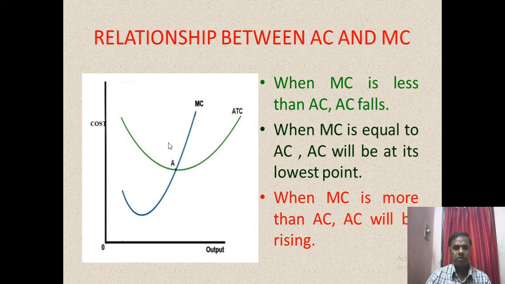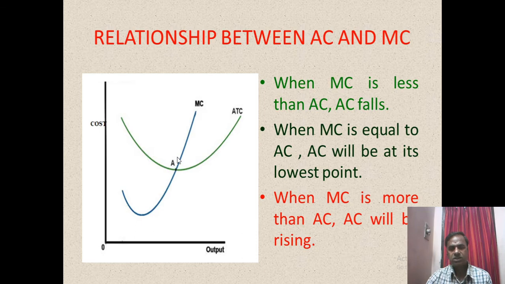So the question may be asked, what happens to AC when MC is below AC? The answer is AC falls. What happens to ATC when MC is more than ATC? ATC rises. What happens to ATC when MC and ATC are equal? ATC will be at its minimum point, that you can see at E.